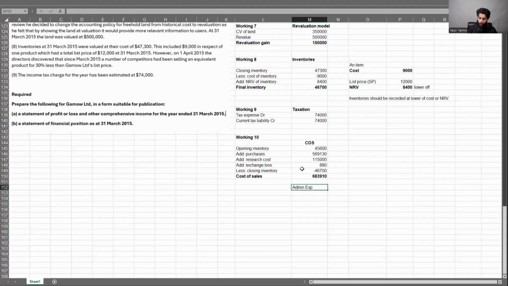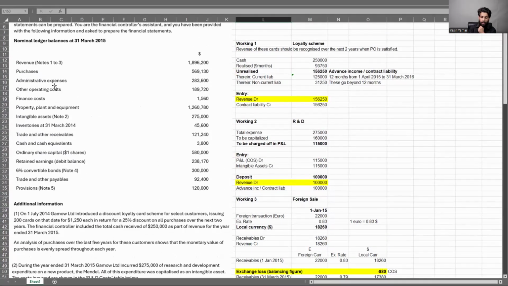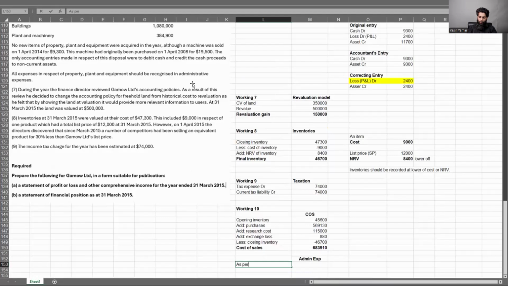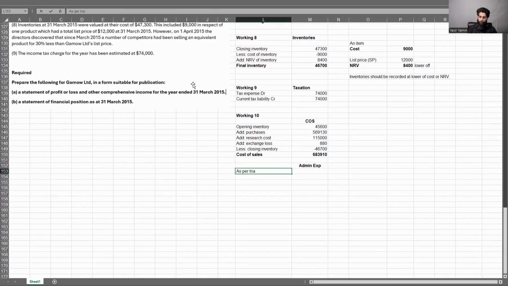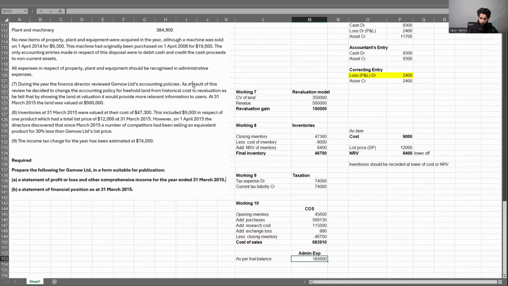So for administrative expenses, we will start with what has been provided to us in our examination. Administrative expenses and other operating costs, two workings we need to do. Other administrative expenses is 283,600. So I will write as per trial balance. What was the amount? 185,600? Was this the amount? 283,600. I don't know where 185,600 came from.